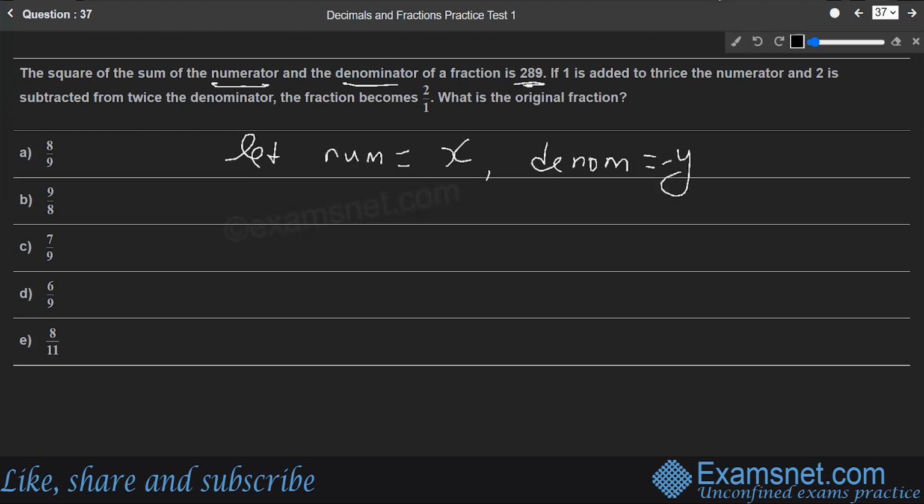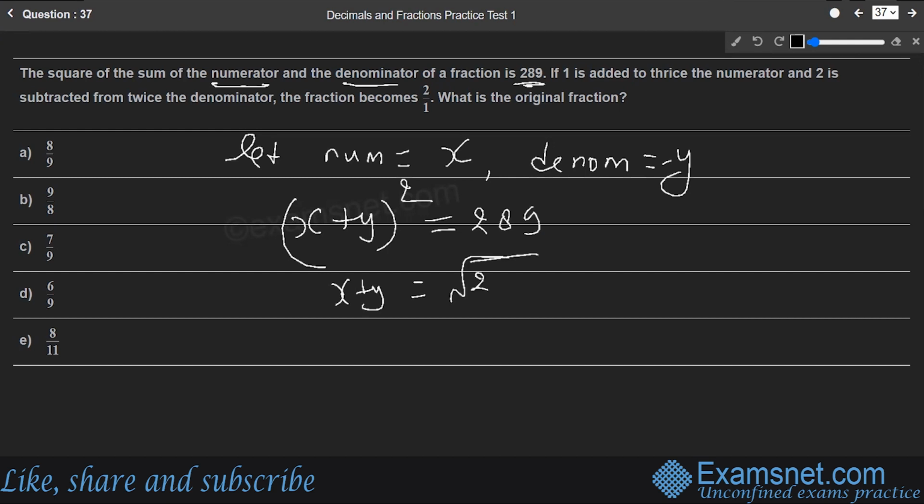Now he says the square of the sum of the numerator and the denominator. So the sum is x plus y and the square is (x plus y) whole squared. The square of the sum is equal to 289. This is what he says. So clearly the x plus y value will be the square root of 289, that is nothing but 17. So the first equation becomes x plus y is equal to 17. This is the first equation we have.